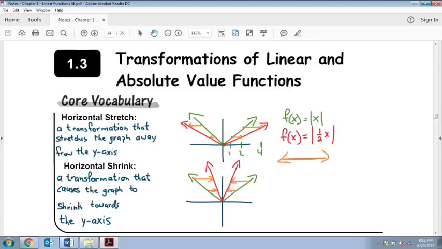This is a horizontal shrink, so it's also going to be inside. So if our parent function was f of x equals the absolute value of x, my new function that I did in red would be f of x equals the absolute value of 2x. Now, I know you're thinking again, don't get tripped up by the fact that we're multiplying by 2. Since it is inside the parentheses, remember everything is backwards. If it says multiply, you really divide. So there you go.